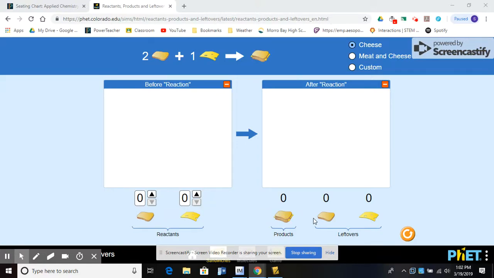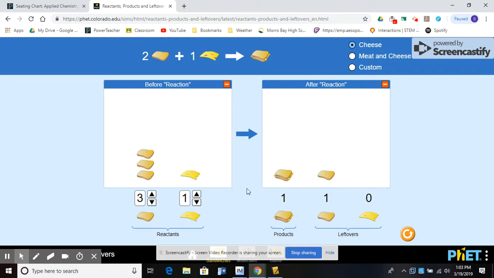We're going to look at how to do problems involving limiting reagent. The idea behind a limiting reagent can be shown with this sandwich deal right here. If you had two pieces of bread and one piece of cheese, you could make one of these cheese sandwiches right here. So if we had three pieces of bread and one piece of cheese, then you could make one sandwich, one product, and you'd have one piece of bread left over.